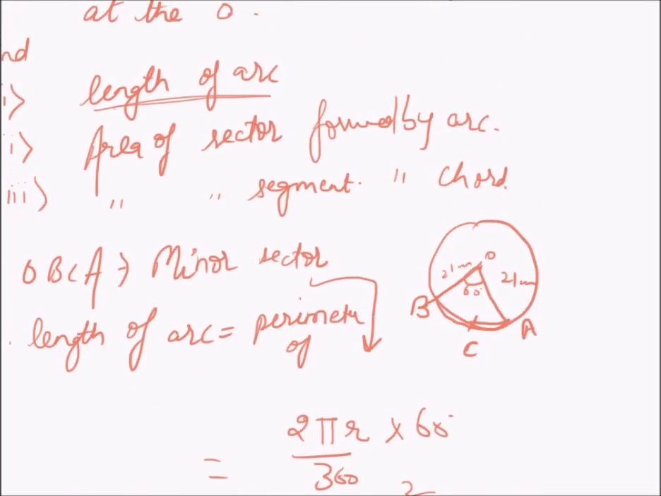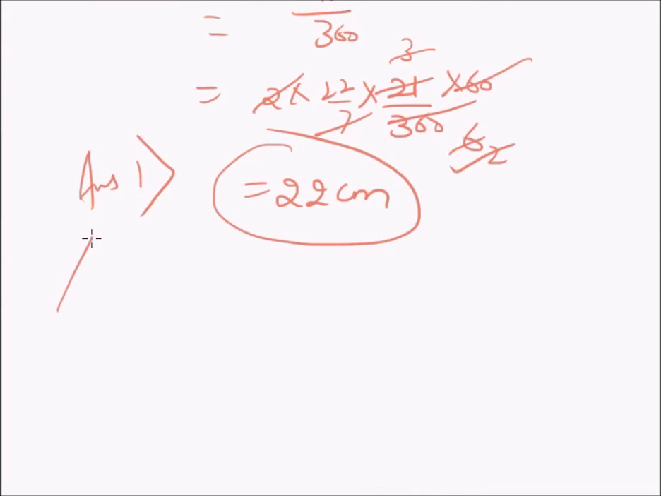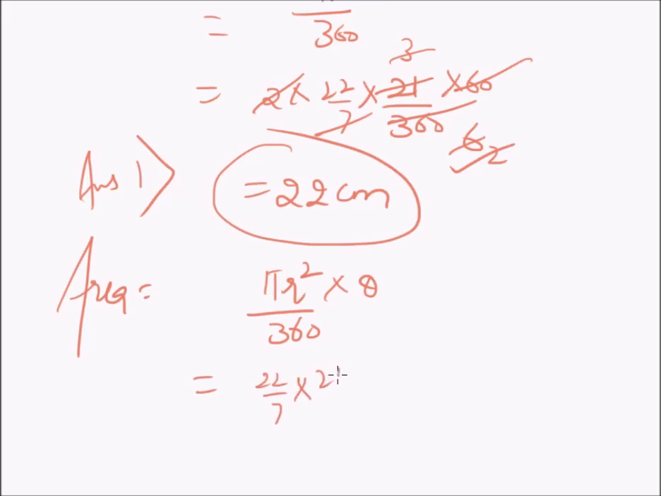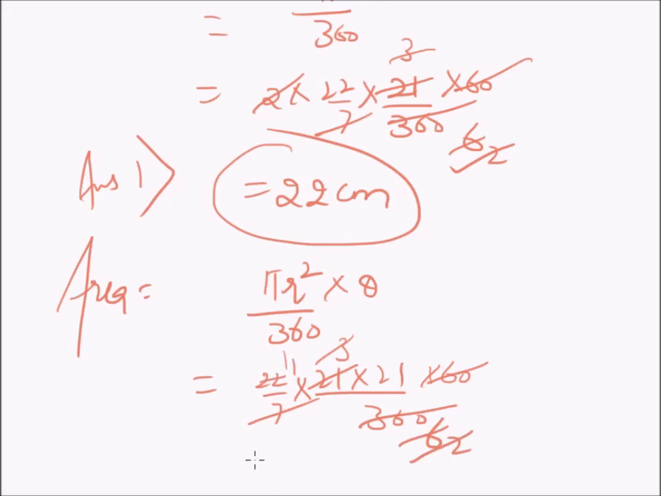Secondly, it has asked to find out the area of the sector. Now we have calculated that the area of the sector is simply pi r square over 360 into theta. So here it will be 22 by 7 into 21 into 21 into 60 over 360. So on simplifying, we will get the area of the sector as 231 centimeters square.